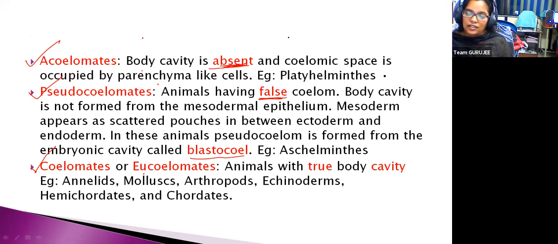Acoelomates have no coelom, no body cavity is present. Next, pseudocoelomate is a false coelom. It will be like a coelom, but it's not an actual coelom. Next, eucoelomates have a true body cavity. This is present in mollusca, annelids, insects, etc.